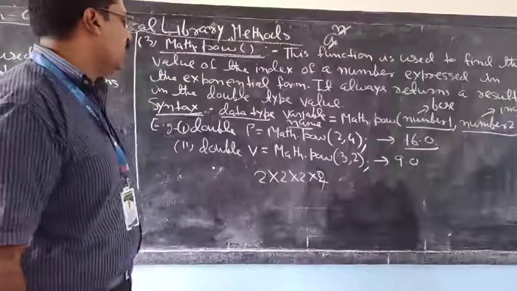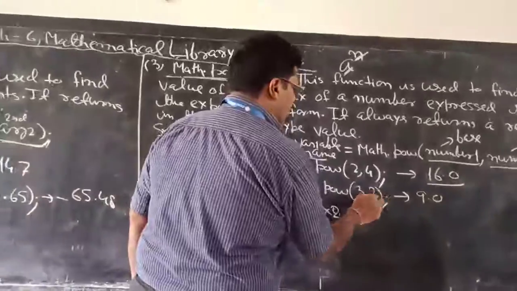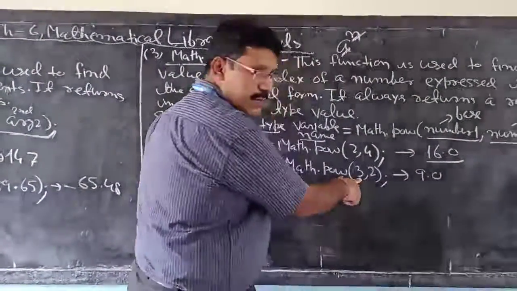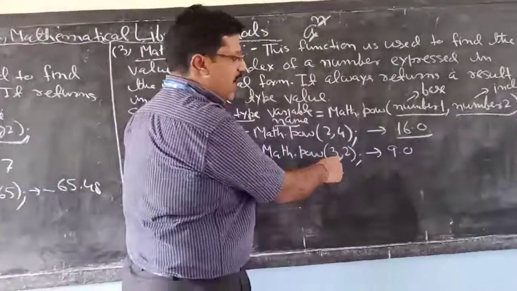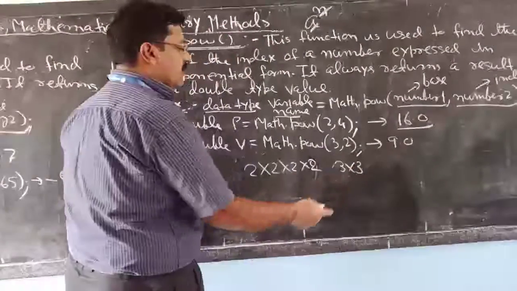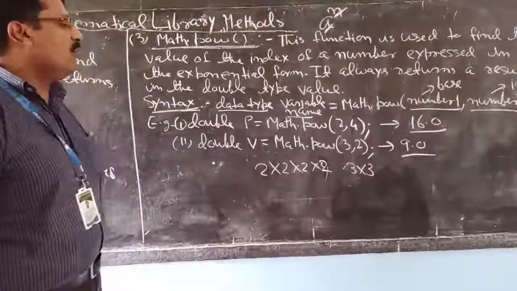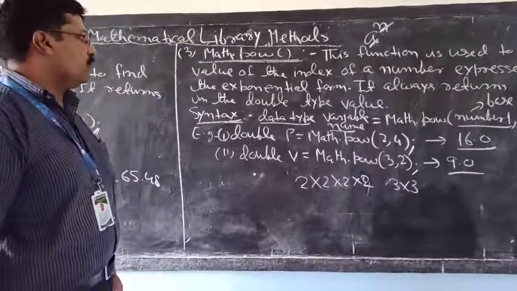Return type is double. Second, double v equal to Math.pow(3, 2). The 3, 2 means the base is 3, the number is 3, and the index or power is 2. It means 3 into 3. The 3 into 3, 9. So output will be 9.0. What will be the output? Output will be 9.0.